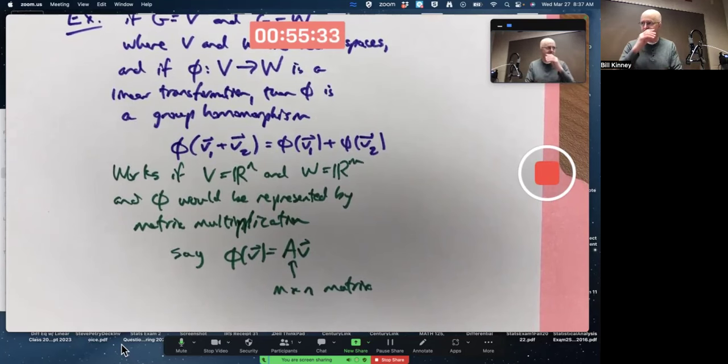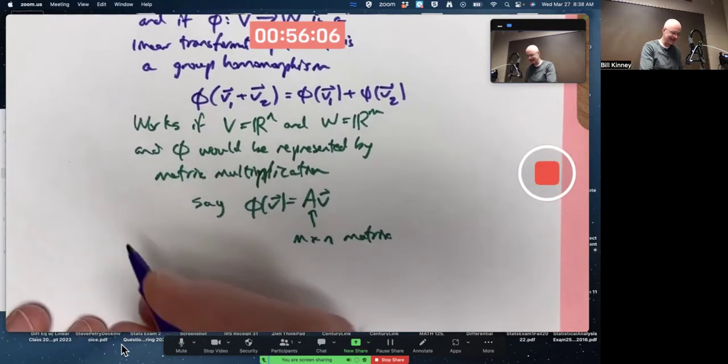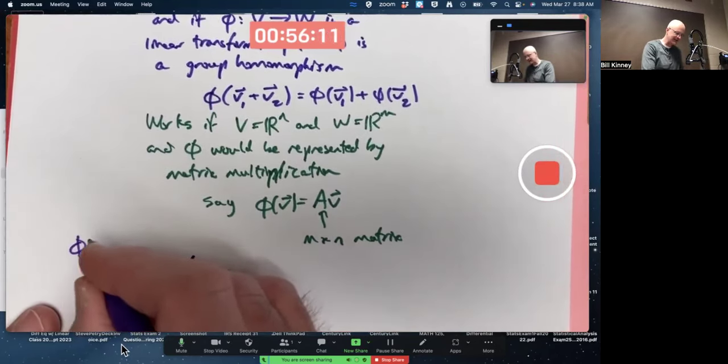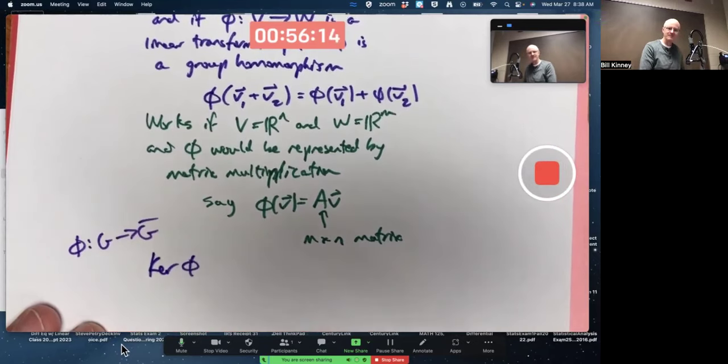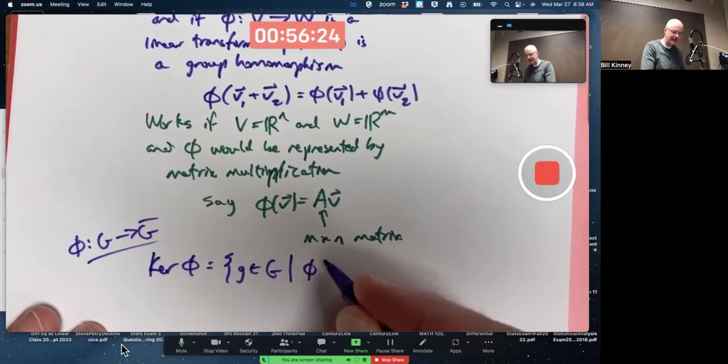And this also leads to the next big topic in a natural way. What did you do with linear transformations in linear algebra? You often found their kernel. Remember kernel? Give you nightmares? What's the kernel of phi? Let's go back to the general case here. Say phi goes from G to G bar. What's the kernel of phi? It's the set of everything in the domain that gets mapped to the identity in the codomain.